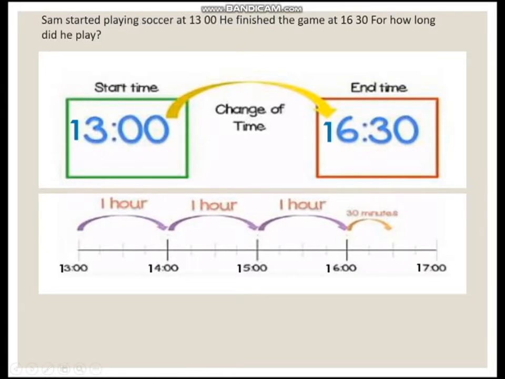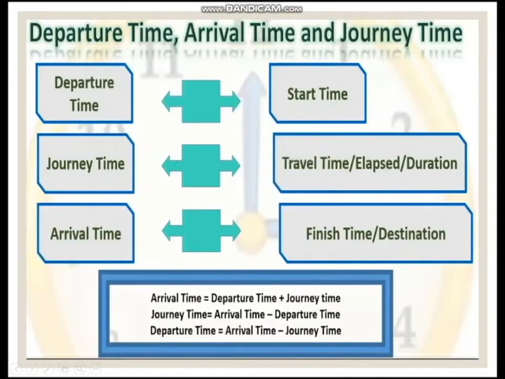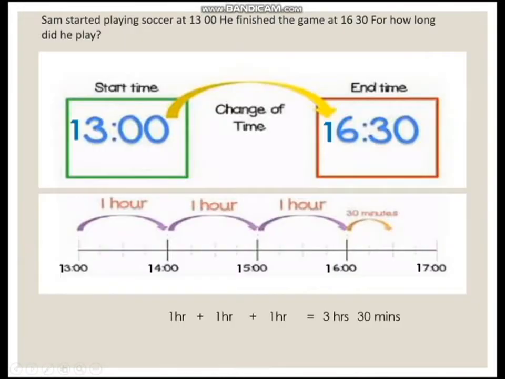So how do we find the journey? How long did he play? First of all, I'm going to add these intervals, the jumps I have made. So 1 hour plus 1 hour plus 1 hour is equal to 3 hours. And how many minutes were left? Just 30 minutes. So this is the time he was playing. This is also called the journey time.